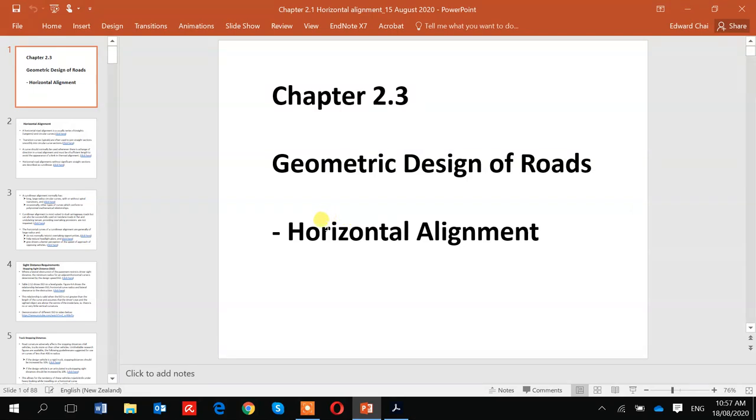Hello, good morning. I'd like to start the recording of this chapter, the geometric design of roads. First part is the horizontal alignment.